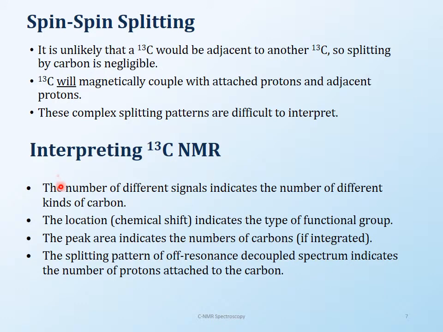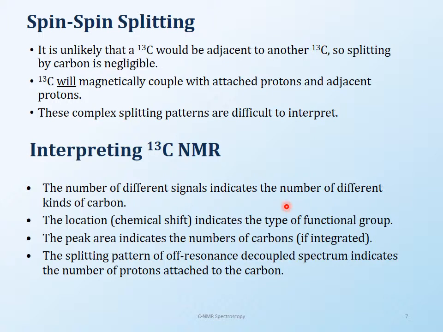All you have to see is the number of different signals that you see. Now remember again, if you have a symmetrical compound, then you will see fewer carbons. But just because you have fewer signals does not mean you have fewer carbons. It just means you have symmetry in the molecule. It's possible. For example, a molecule like cyclohexane will give you only one signal, but you have 6 carbons, and all those 6 carbons are equivalent.